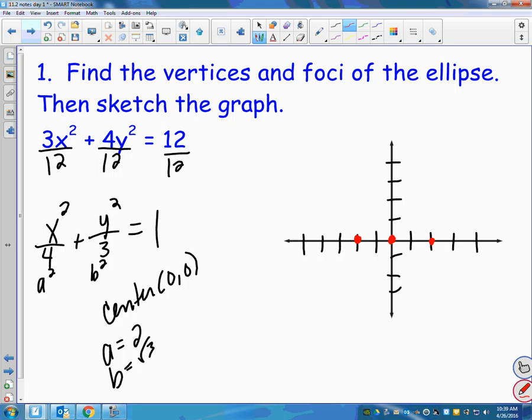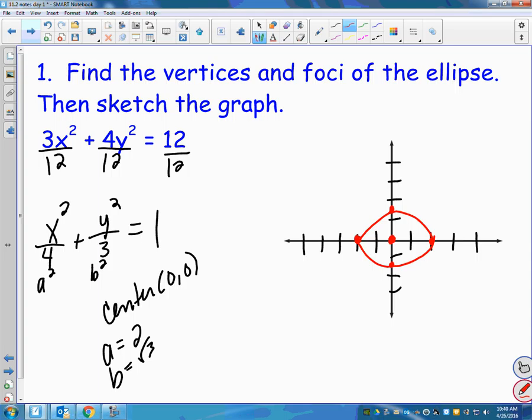Kind of ugly when it's a square root of 3, but square root of 3 is like, what, 1.4, 1.7? I don't know, 1 point something. So square root of 3 is going to go the other way. So I'm going to go up 1 point something and down 1 point something. And that is a sketch of your ellipse. It's really close to a circle. Do you agree with that? Because the A and the B are pretty close together at being the same value.